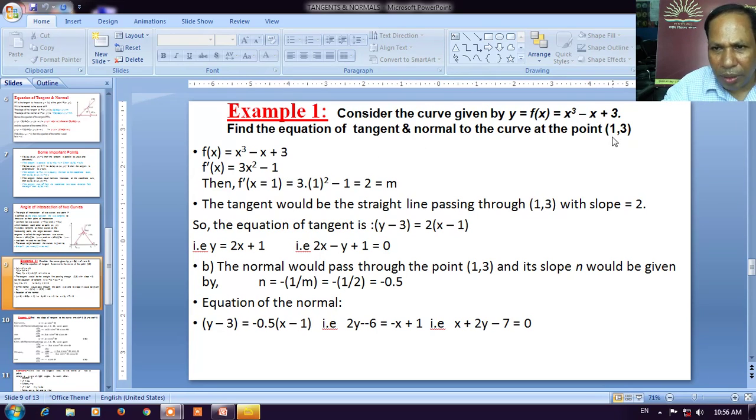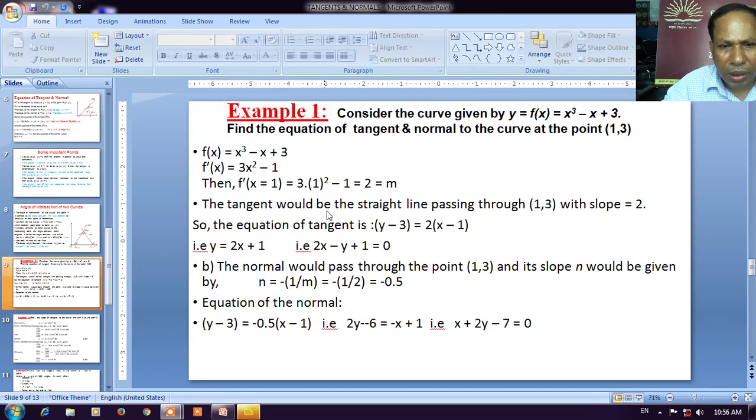Now we put the point (1, 3). Here the y coordinate is not needed, so we simply put the x coordinate, x = 1. So f dash at x = 1 becomes 3 into 1 square minus 1, that means 3 minus 1 is 2. This is now the slope of the tangent to this curve at the point (1, 3).